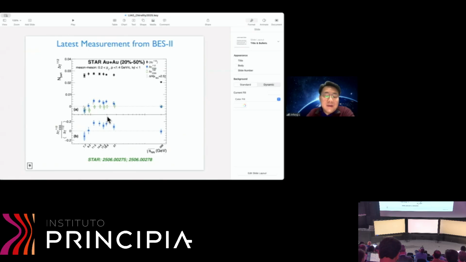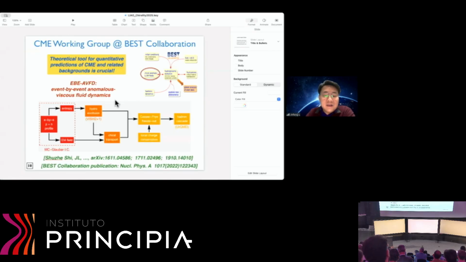So what we want to do, on the theory side, is understand what these data points mean. I think this is really a magnificent result. It's probably some of the most important results in the last couple of years. So we really want to understand what they mean from a theoretical point of view, from the view of finding CME. That's the project we started since Quark Matter 23.